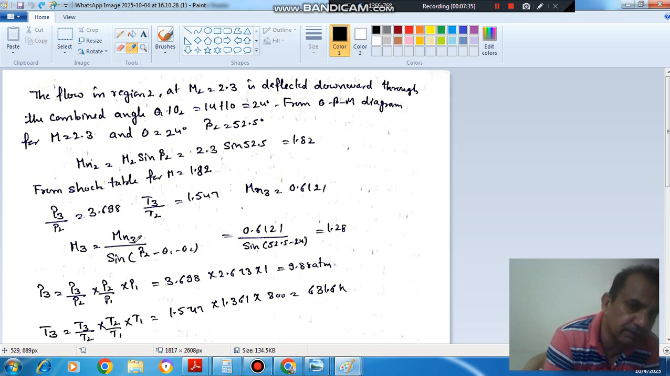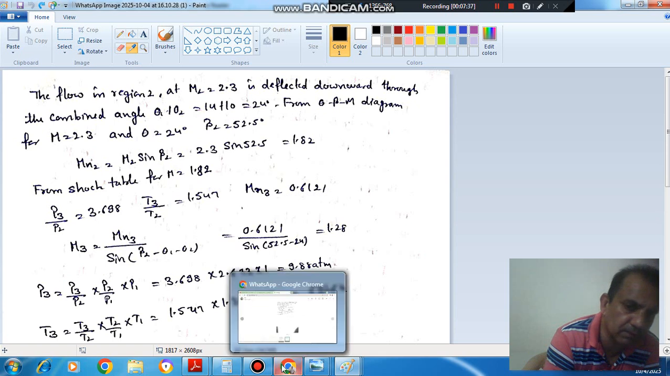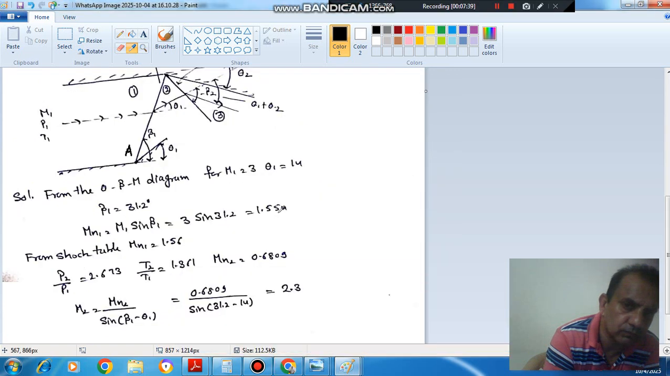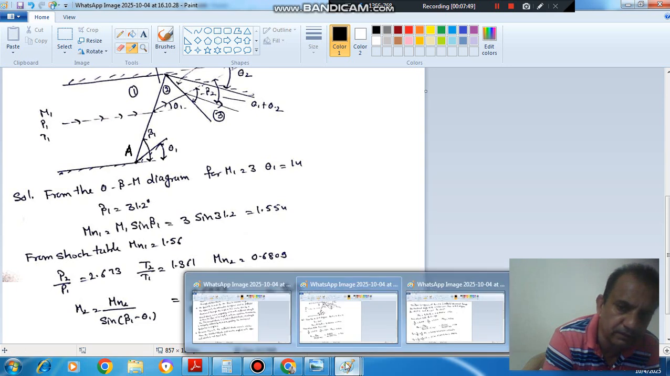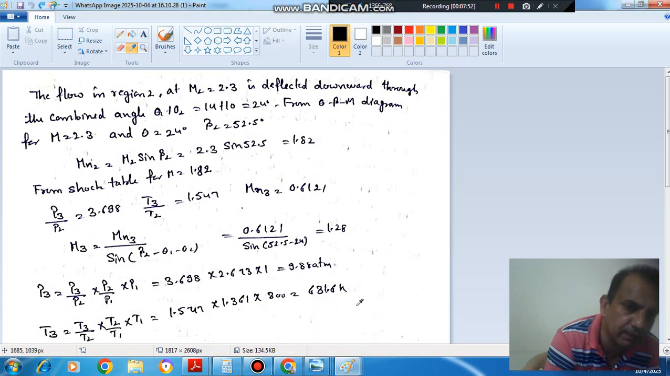This is the normal Mach number, meaning normal to this wave. So the Mach number in region 3, again using the oblique shock formula, is Mn3 divided by sine of beta 2 minus theta 1 minus theta 2, because here the deflection angle is theta 1 plus theta 2. So it is 1.28. Now we can find the pressure in region 3 also, that is P3 by P2 into P2 by P1 into P1.